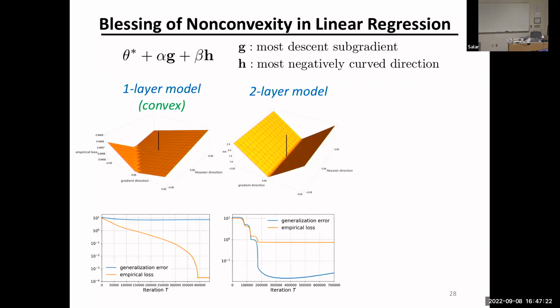Well, we lose convexity for sure, right? We go from one layer to two layer model. But turns out that if we add one more layer, the true solution emerges as a local solution on the landscape. And in fact, it becomes a stationary point. Not only that, if I run subgradient method with small initialization, I will converge to this true solution.